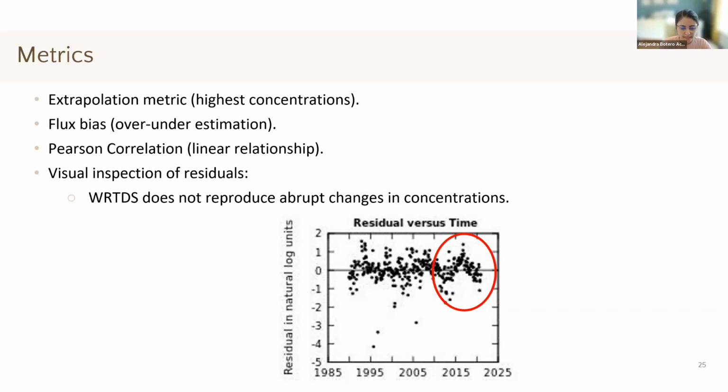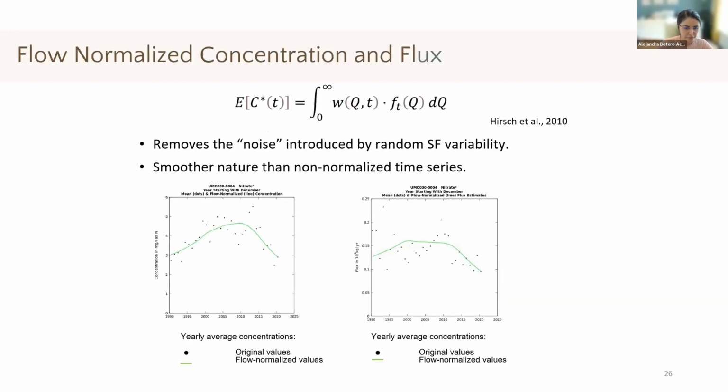So when there is a case of a site that has an abrupt change, the residuals would show a step change. And for those sites, it is advised to not use the results because the model might be providing anomalous estimates of concentration. So we removed those sites too.